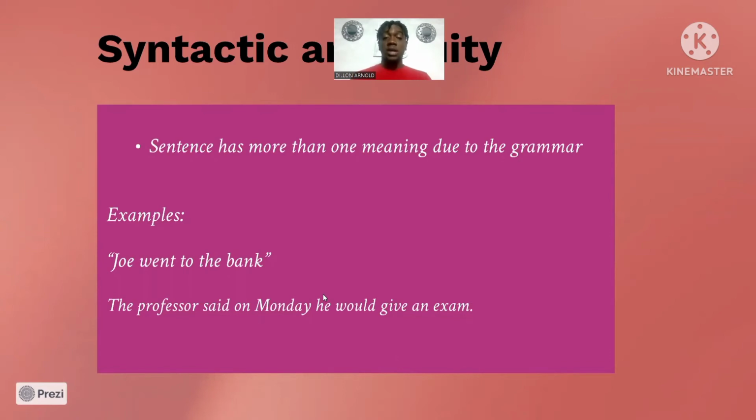A sentence that has more than one meaning due to the grammar. Now, this is almost close to the first ambiguity, just that the grammar being used is not correct. For example, Joe went to the bank.